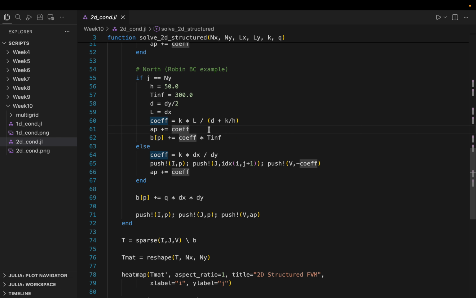Then AP will have the coefficient getting added. So this is the coefficient for the West term that is getting added into AP, and that coefficient times T infinity is a term that will get added into my source term. This is only for the boundary. For every other cell, the coefficient is just A naught, which is K times delta X by delta Y, and everything else remains the same, and that will get added into the AP term.